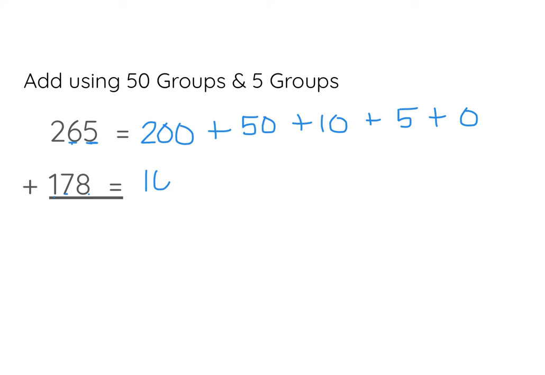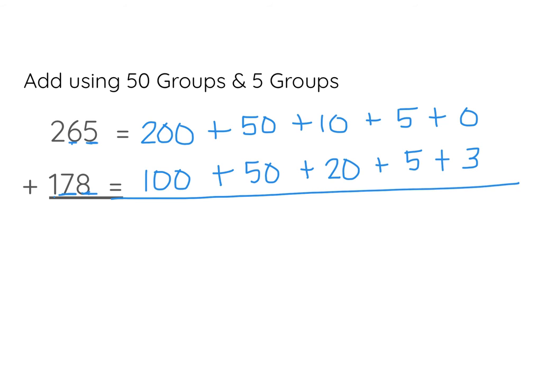100 goes underneath the 100s. 70 is a 50 plus a 20. Notice I line up the 50s. 8 is a 5 plus a 3. Notice I line up the 5s.